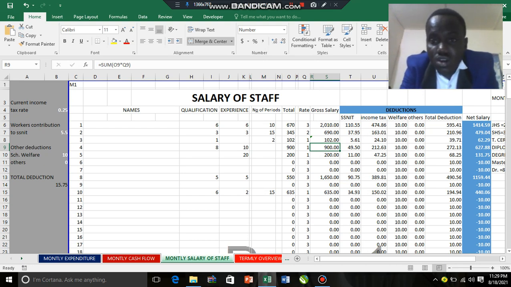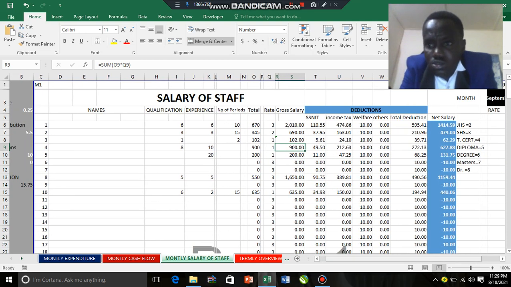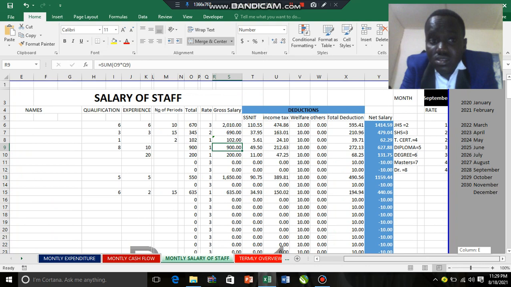Then there's other welfare deduction. So you see, school welfare. Then if we change it here, it will be changed over here. Then if you have other deductions, you make them as well. Then the net is what the person actually takes home. Okay, good. So we have that for a term. This salary structure is for a term, so you can have the option.